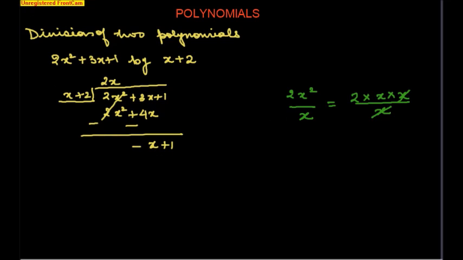Now again I take the first term of this polynomial, which is minus x, and the first term of this is plus x. When you divide them, you get minus 1. So the second term of the quotient becomes minus 1. When you multiply minus 1 by x, you get minus x, and when you multiply minus 1 by 2, you get minus 2. We change the sign and we get the remainder to be 3. So we know that the quotient is 2x minus 1 and the remainder is 3.